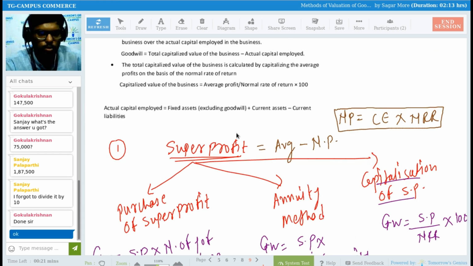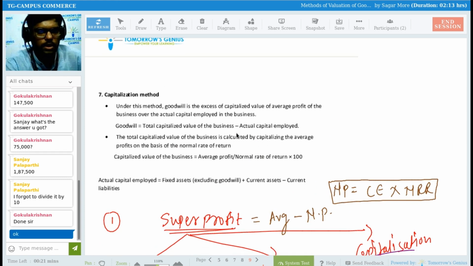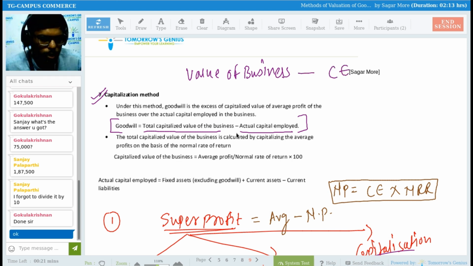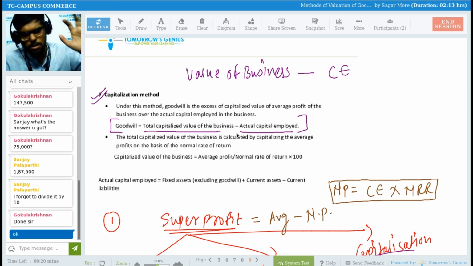Okay. And sir, there is one more last method that is known as the capitalization method. This method is different now. It is not related to super profit. It is altogether different. So for the capitalization method, what is the formula for goodwill? Goodwill is equal to total capitalized value of the business minus actual capital employed. So it is nothing but we have to calculate the value of business minus capital employed, and that is nothing but goodwill. So what does it mean? The meaning is simple.